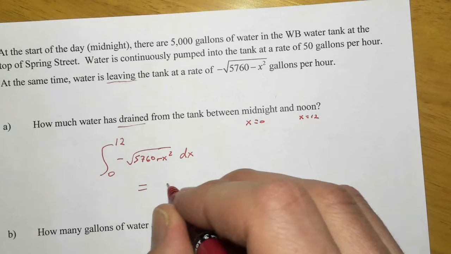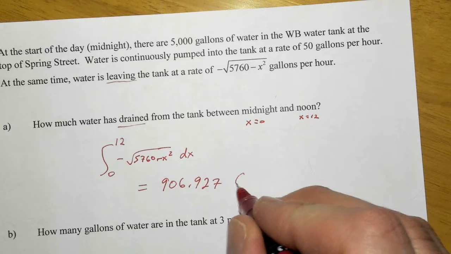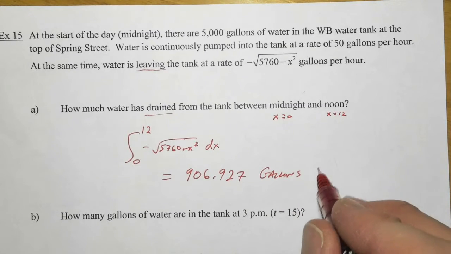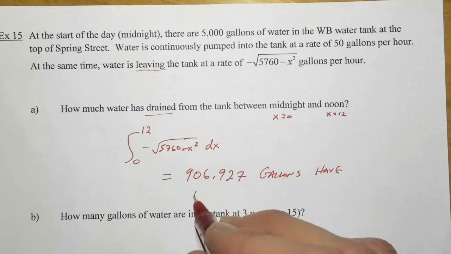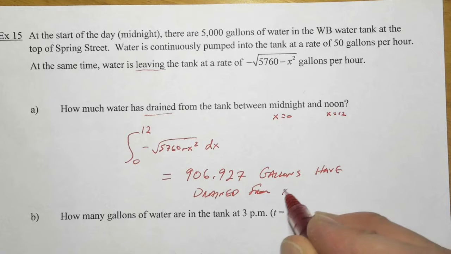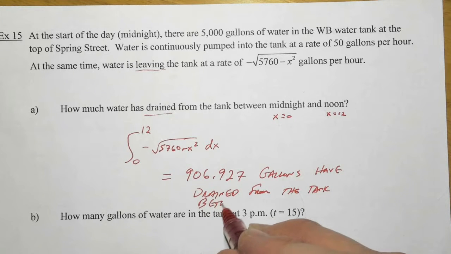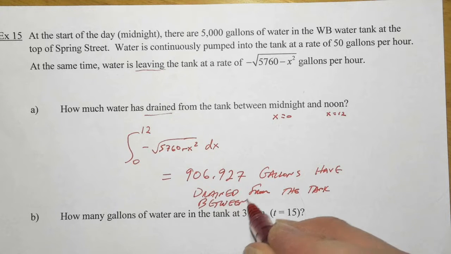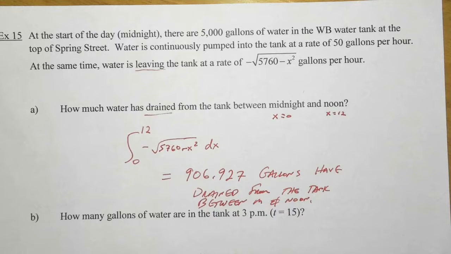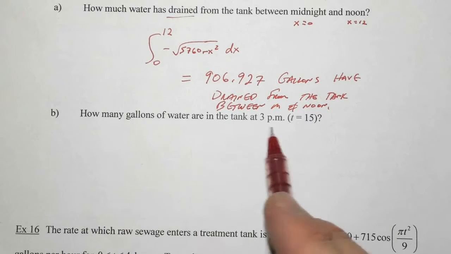So that's what we have there. We have 906.927 gallons. That's the total number of gallons that have drained from the tank between midnight and noon. I'm just going to abbreviate there. Now that's slightly different than how many gallons of water are in the tank.